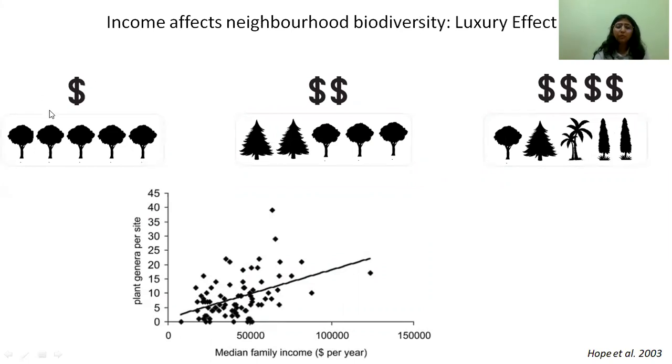As compared to the less affluent neighborhoods with less plant diversity, more affluent neighborhoods had higher plant diversity, which, for example, can be seen in this graph, wherein the x-axis denotes median family income, the y-axis denotes plant genera per site, and as the income is increasing, the diversity is increased.